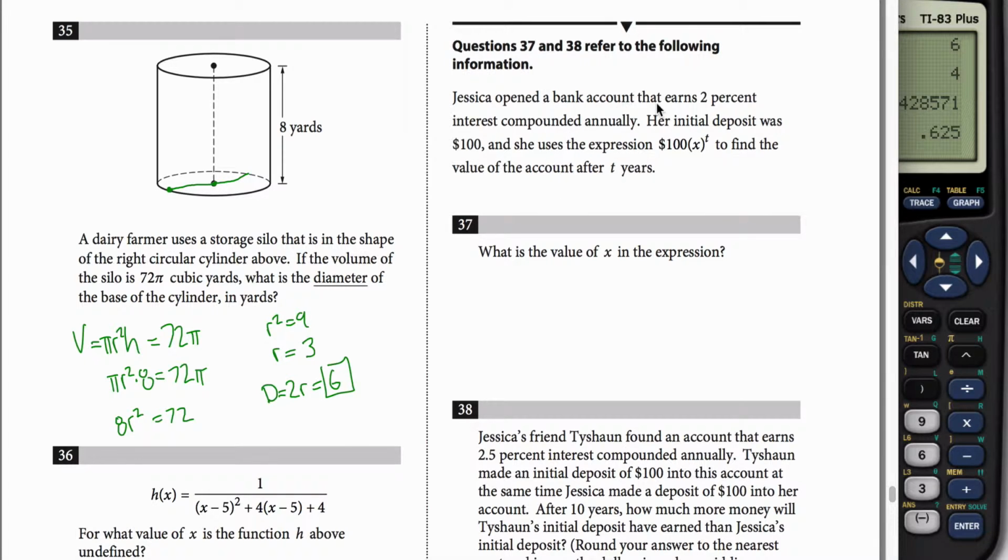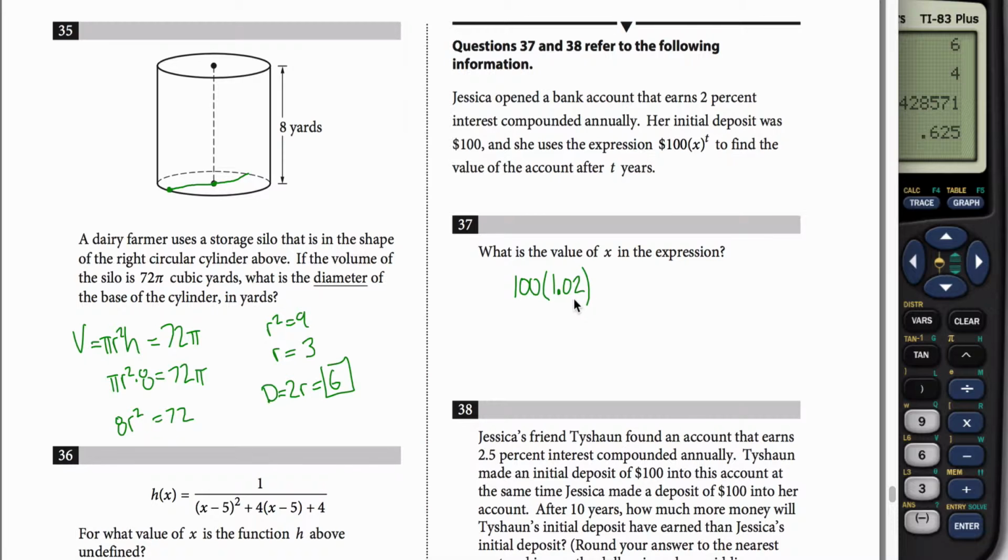Jessica opened a bank account that earns 2% interest compounded annually. Her initial deposit was $100, and she uses this expression to find the value of the account after T years. What is X? Well, the way to think about it is she starts out with $100, but then every year she gets an extra 2%. So her money gets multiplied by 1.02.